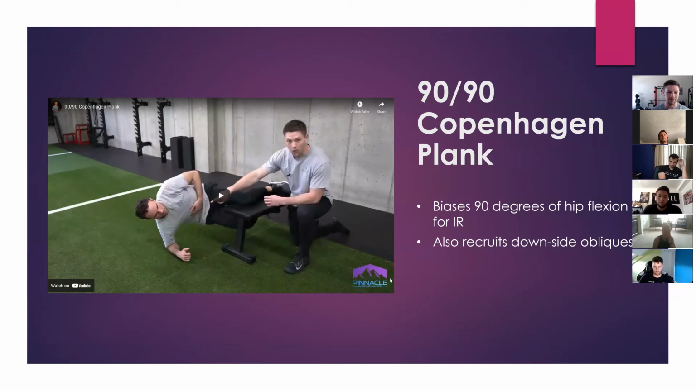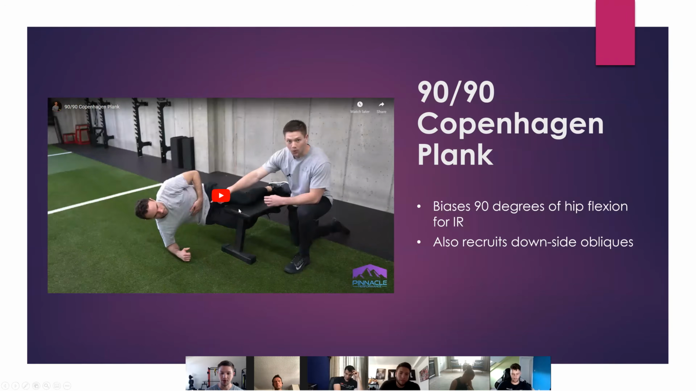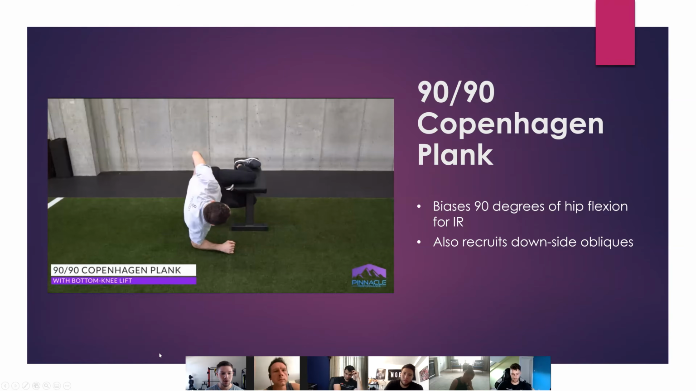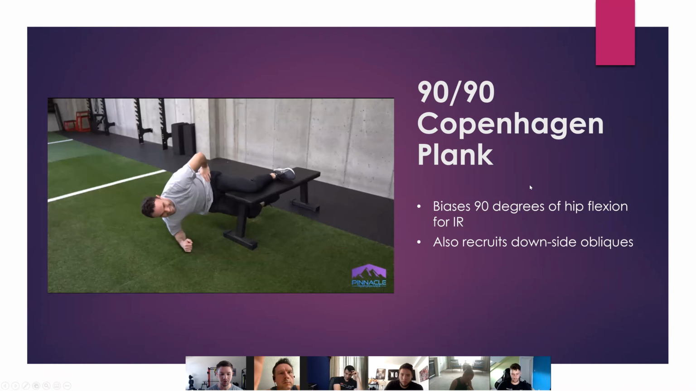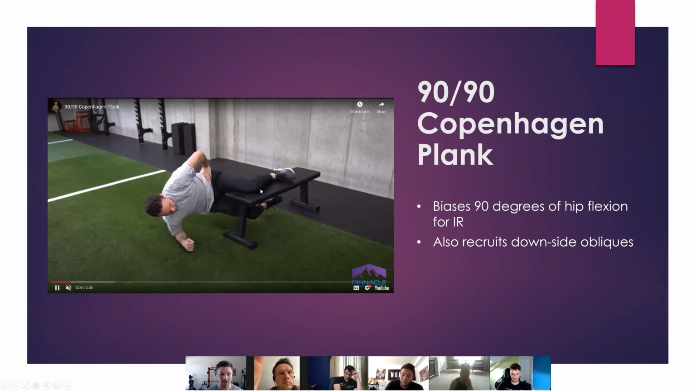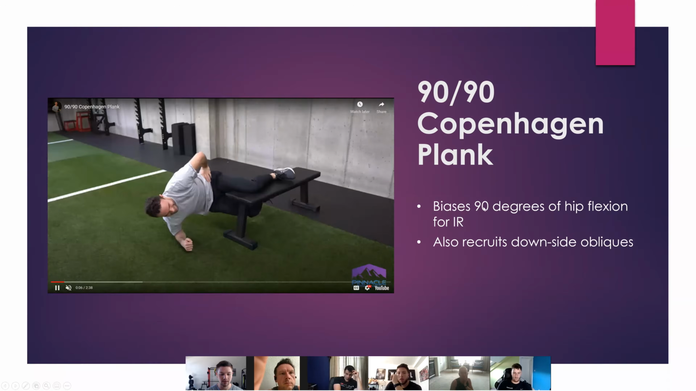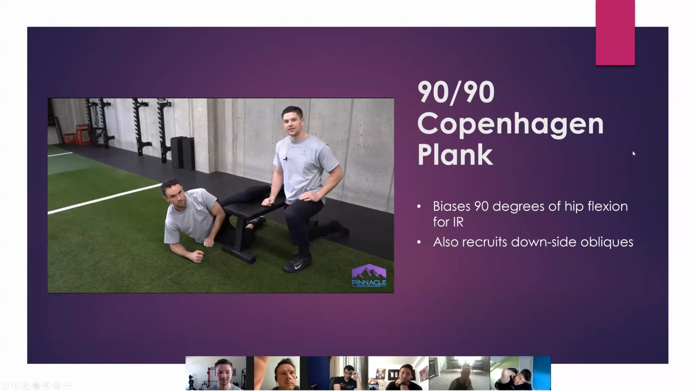A nice ab exercise, and also a modification to the traditional Copenhagen plank, would be the 90-90 Copenhagen plank, because now you're creating internal rotation of this top side leg and you're getting the glute med and adductor to work together. You're also getting some bottom side oblique. And you can see Kyle's face, this is not easy. This is actually much harder than it looks.